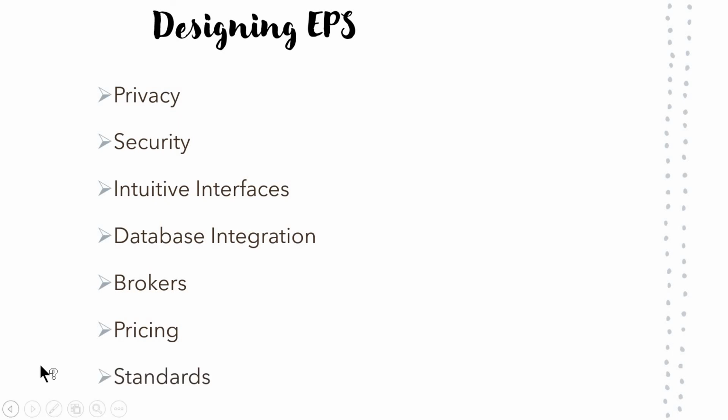The last one is standards. E-payment standards enable payment users to link with various networks and other payment systems. Standards enable interoperability, which enables users to buy and receive information regardless of which bank is managing their money.